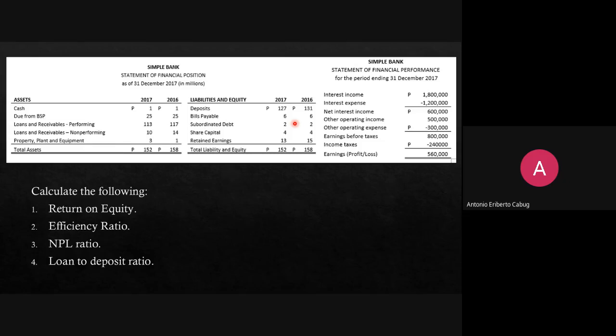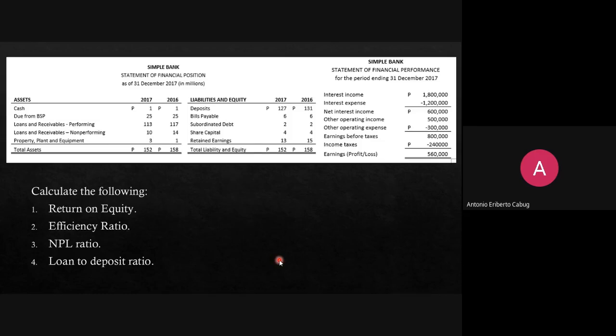Okay, so we are going to discuss together this time. The first question is the return on equity.